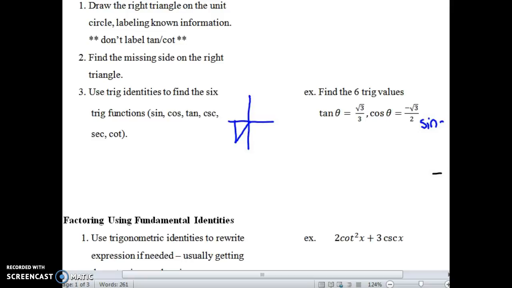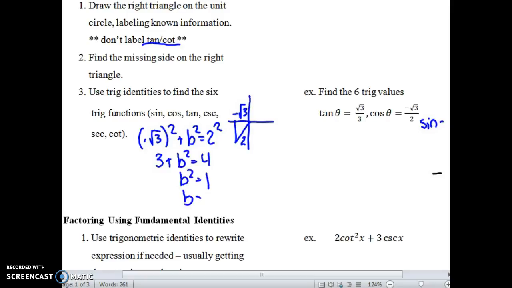I'm not going to label my tangent because that's not recommended. I am, however, going to label my cosine. Negative root 3, and then this is 2, adjacent over hypotenuse. I'm going to use the Pythagorean theorem. So I'm going to do negative root 3 squared plus b squared equals 2 squared. 3 plus b squared equals 4. So b squared equals 1, and b equals 1. This is a negative 1 due to its location.